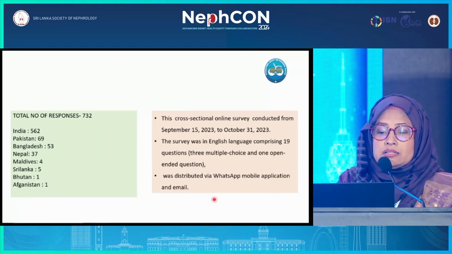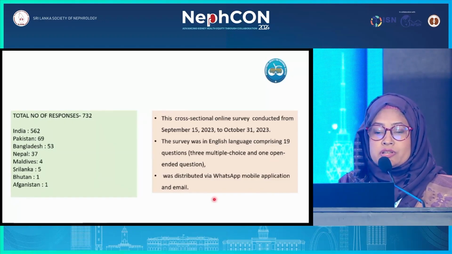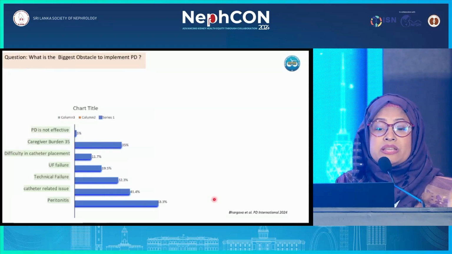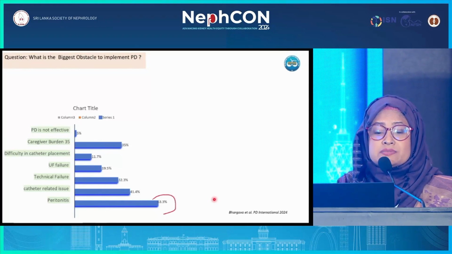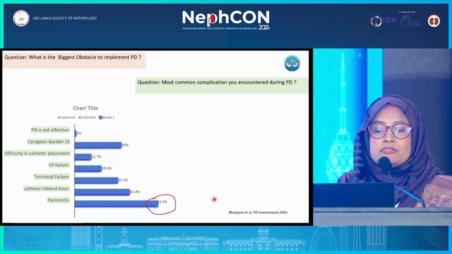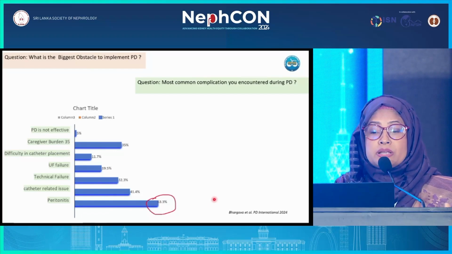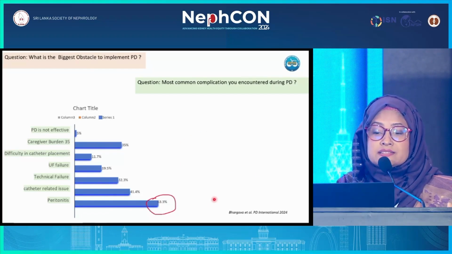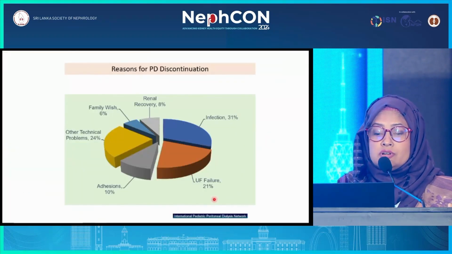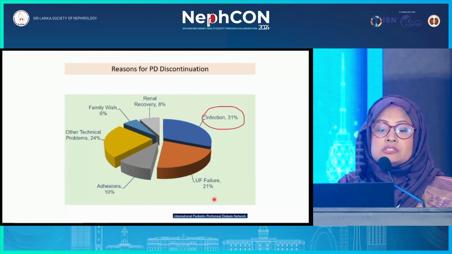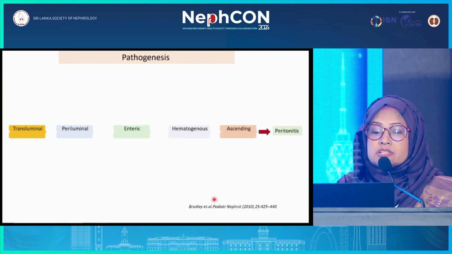We sent them a questionnaire which contained 19 questions, and we asked what is the biggest obstacle to implement PD in this area? You can see here it is peritonitis. They also found that the most common peritoneal dialysis related complication encountered is peritonitis. And it also correlates with the IPPN registry, where infection is the major cause of PD discontinuation.